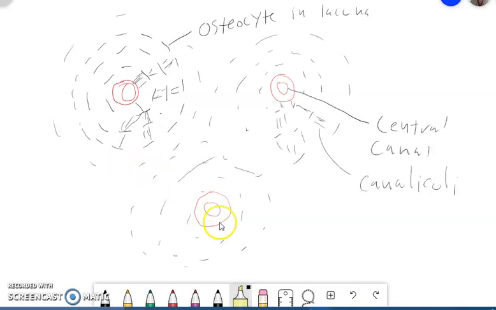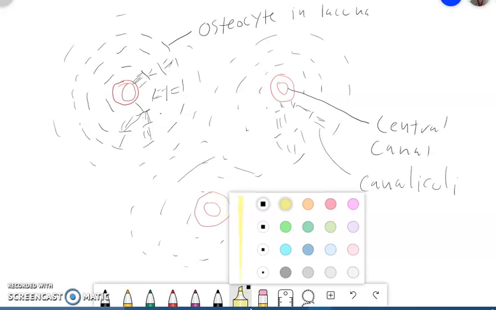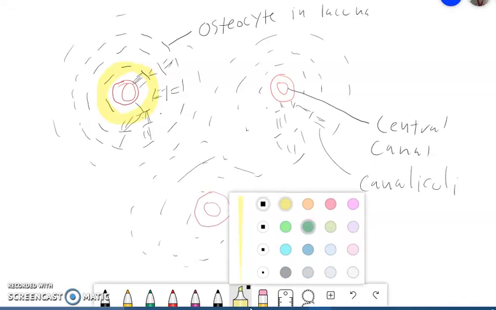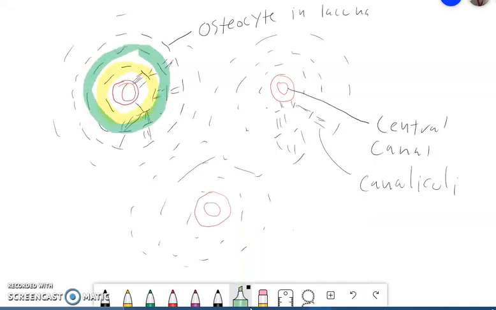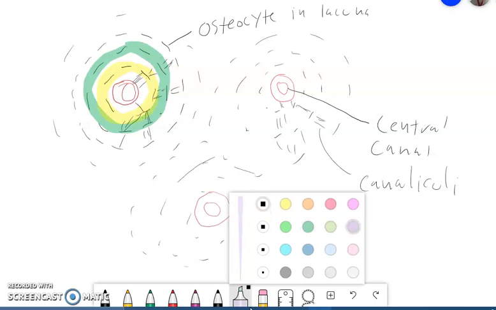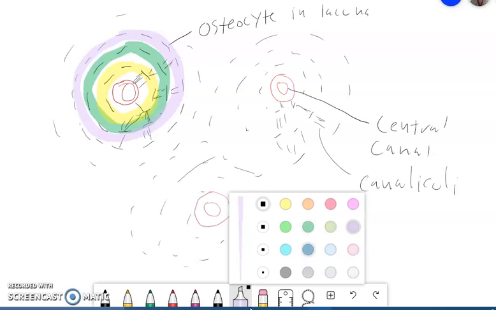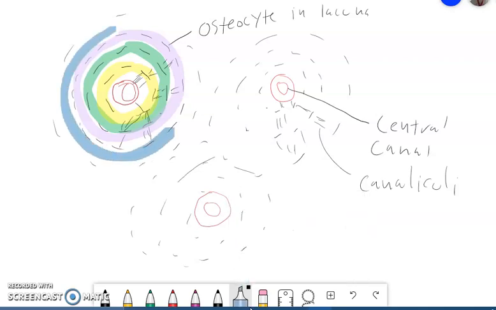So here's our completed structure. We have our central canal. We have our canaliculi connecting the osteocytes and the lacunae. And nutrients, not blood, pass from the central canal through the canaliculi. And basically, I could draw these concentric rings. That would be one lamella. This would be another lamella, sort of like a target. This is yet another lamella. You got the idea? One more for good measure. So the osteocytes are in these concentric rings.